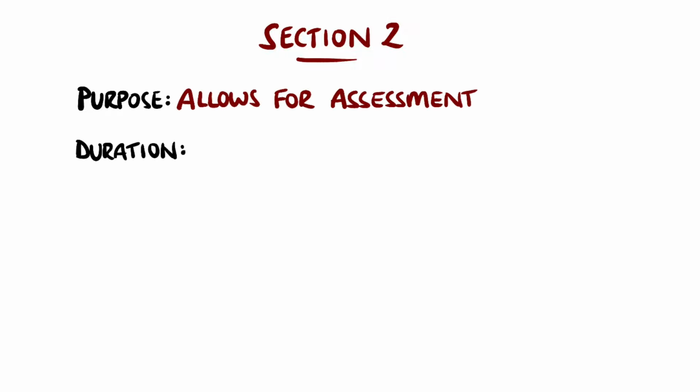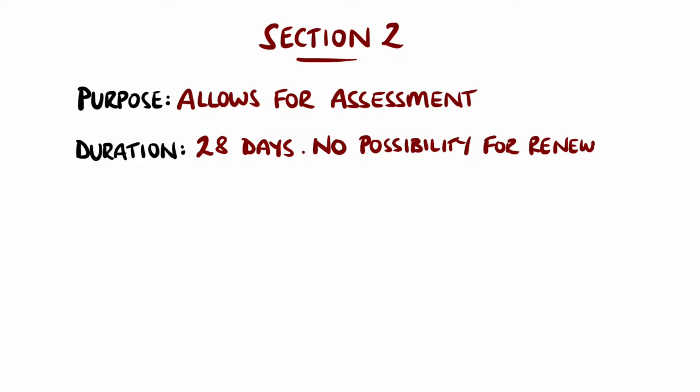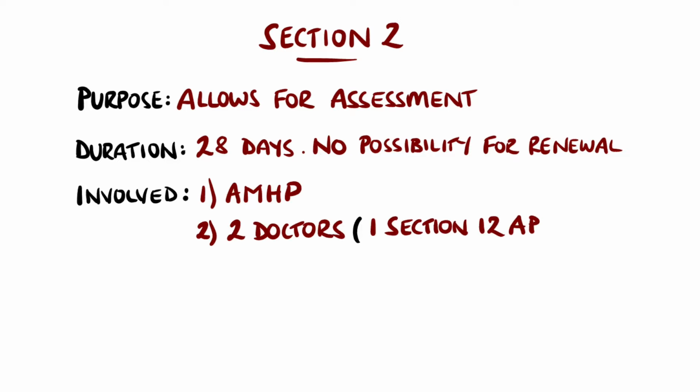Section 2 is the first section that we will cover, which allows for assessment and can last up to 28 days without the possibility of renewal. Generally, this will require an approved mental health professional and 2 doctors, one of whom must be Section 12 approved.